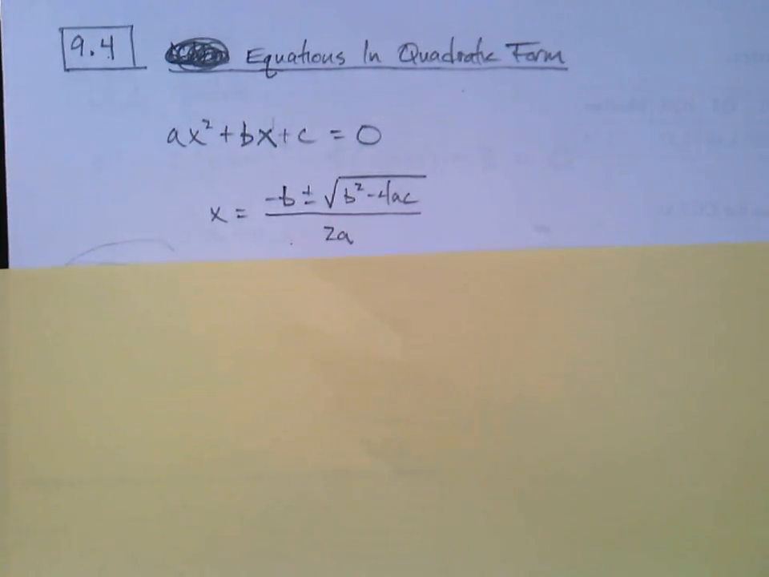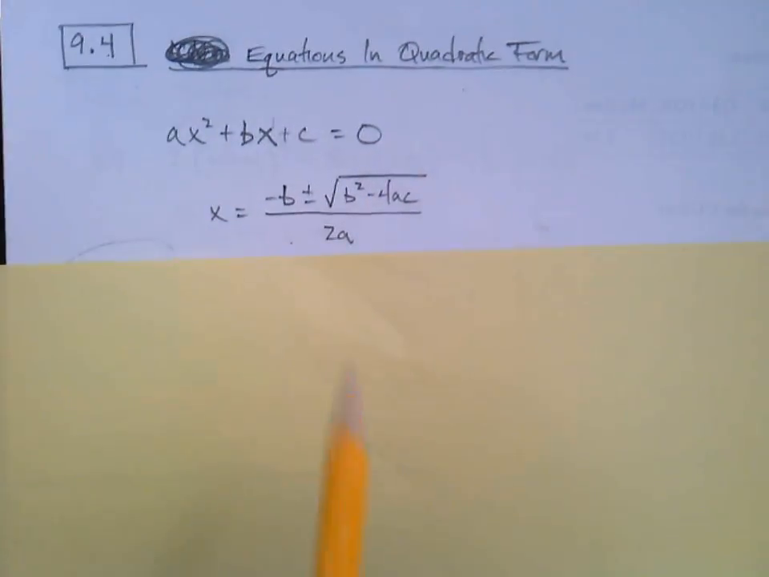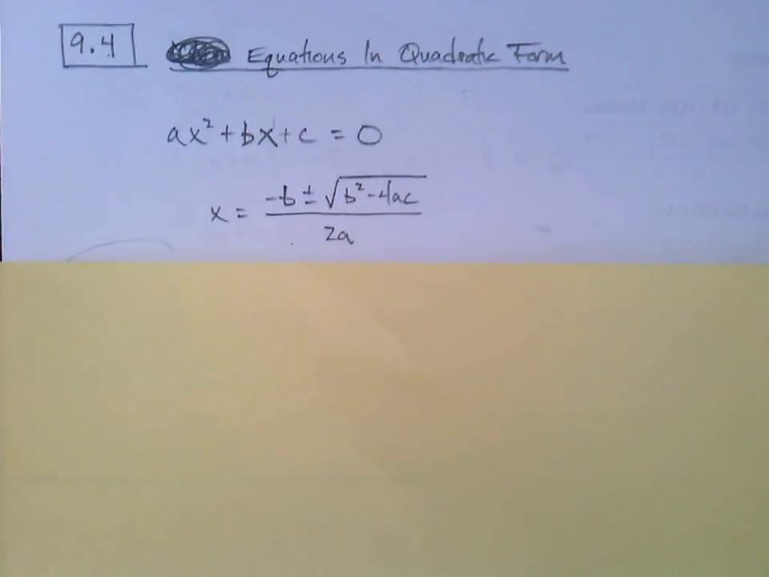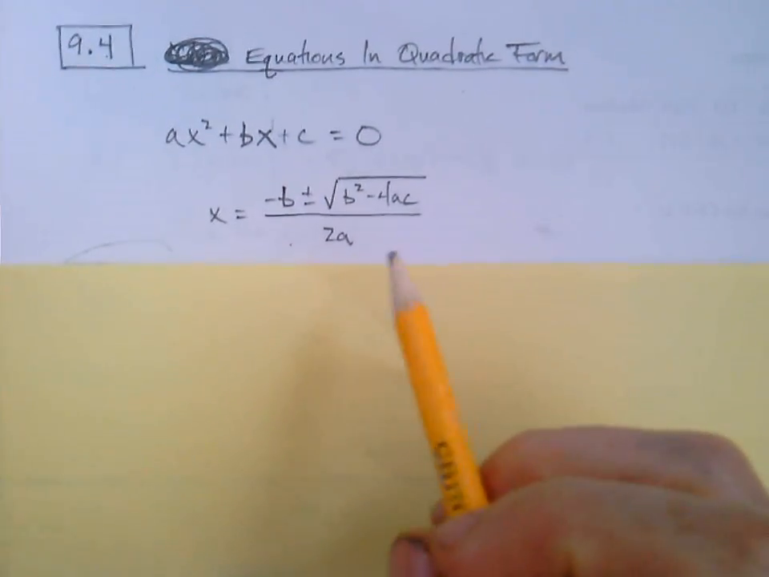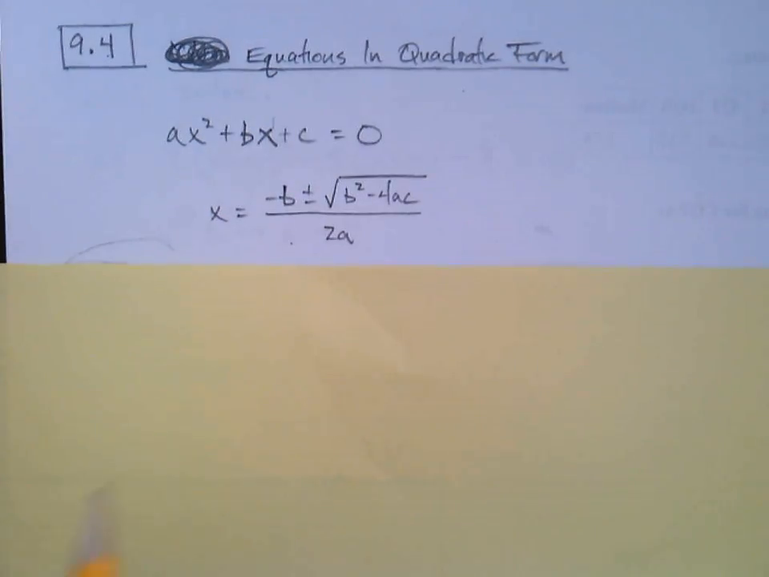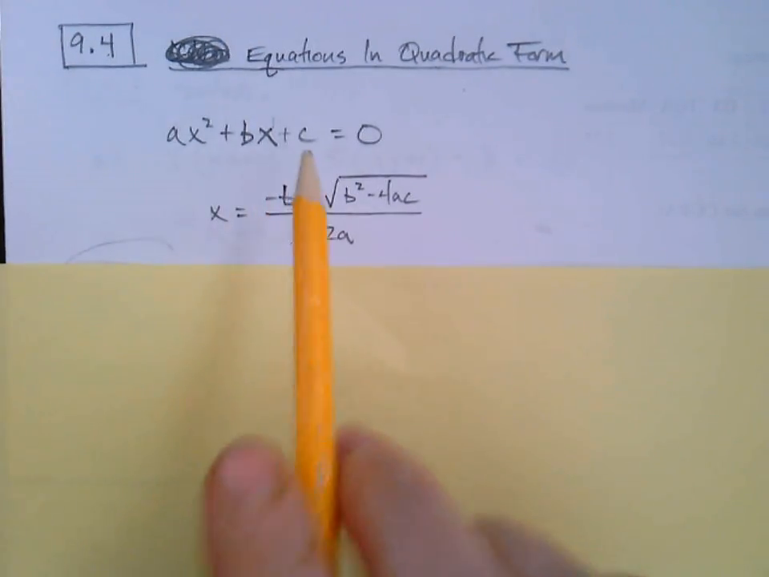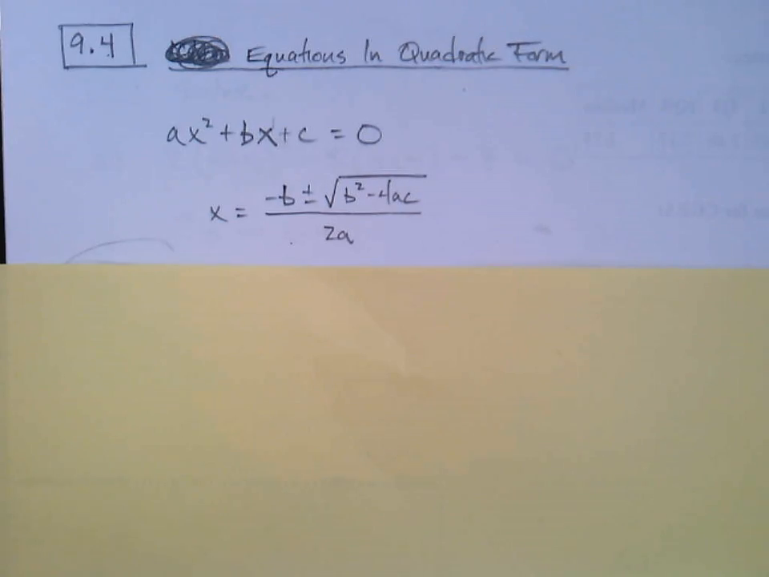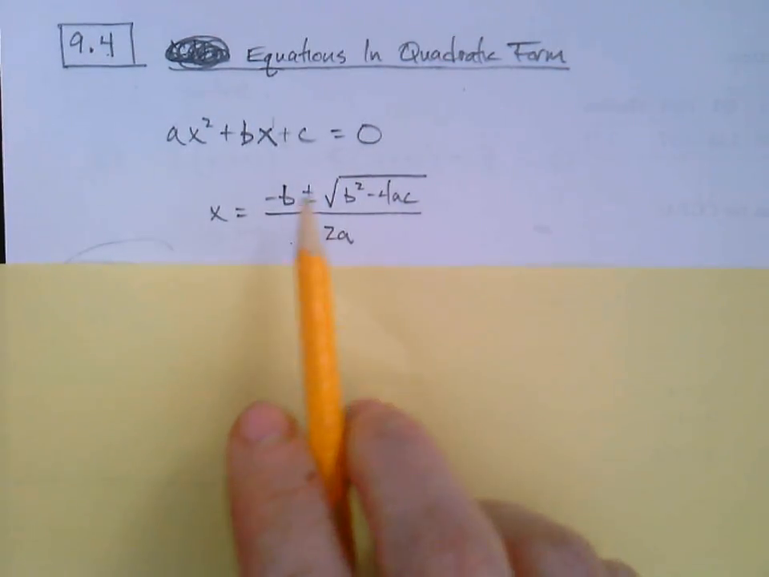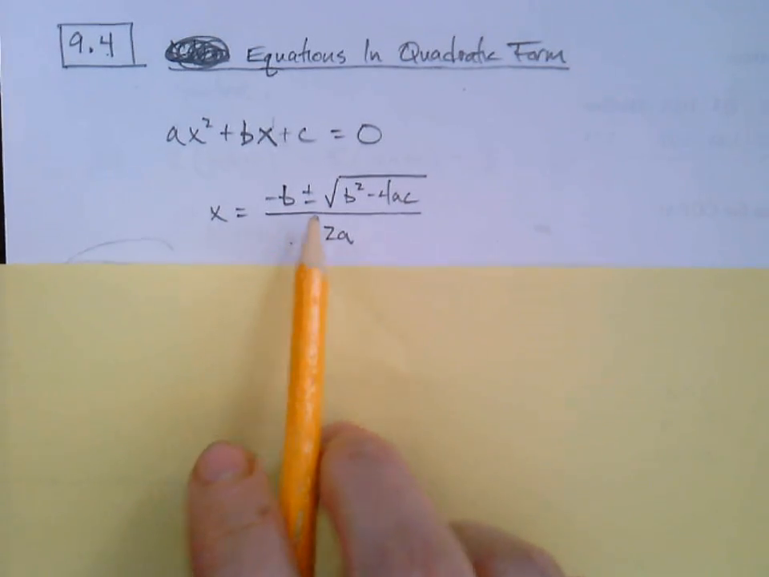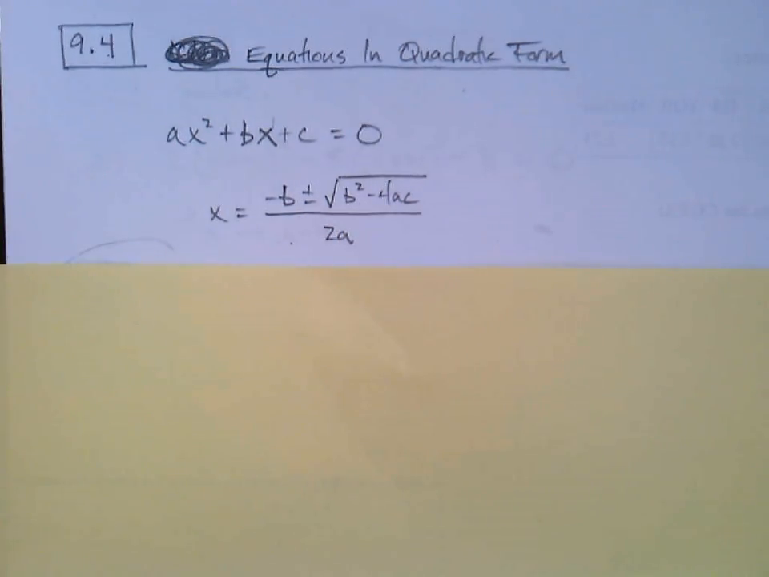9.4 is called equations in quadratic form. So if you recall the quadratic formula, if you're given ax squared plus bx plus c equals 0, then we can solve very quickly for x using our formula here: negative b plus or minus the square root of b squared minus 4ac, all of that divided by 2a.